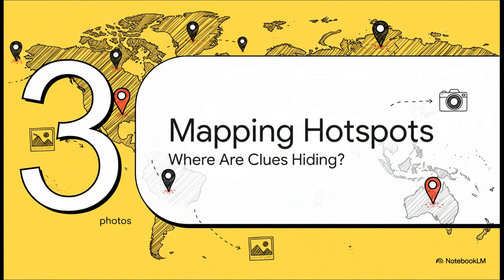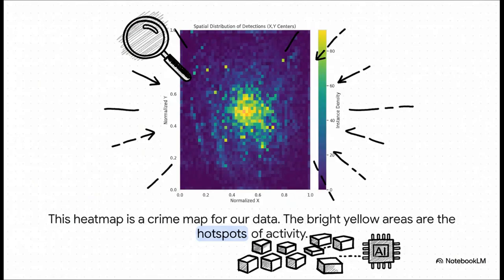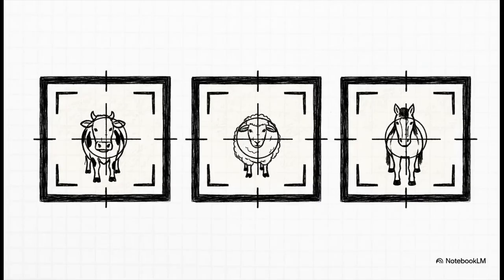All right, so we know who the main suspects are. The next logical question for any detective is, where? Where are all these clues hiding? It's time to map the hotspots. And check this out. This heat map is basically our crime map. It shows us where the animals typically appear in the photos. The bright yellow spots, those are the hot spots. And, I mean, you don't have to be a detective to see the pattern here. It is screamingly obvious. The evidence is just overwhelming.